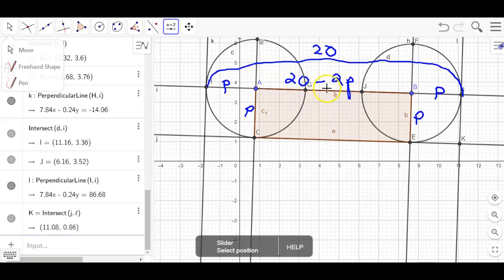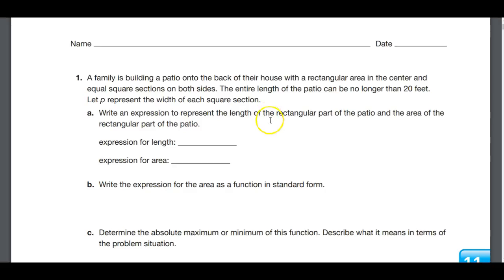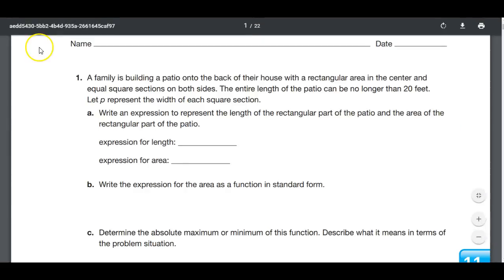I can't go back to that just yet. But I see I have 20 minus 2p here for one side. The squares are p squared, and then this whole thing is 20. So the length of that rectangle is 20 by 2p, or 20 minus 2p. Okay, I've got to go back to my other part of the problem. It says, write an expression to represent the length of the rectangular part of the patio and the area of the rectangular part of the patio.